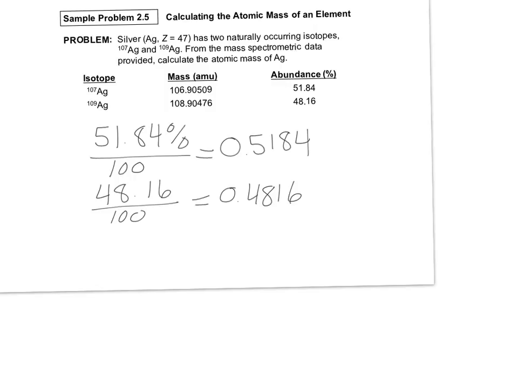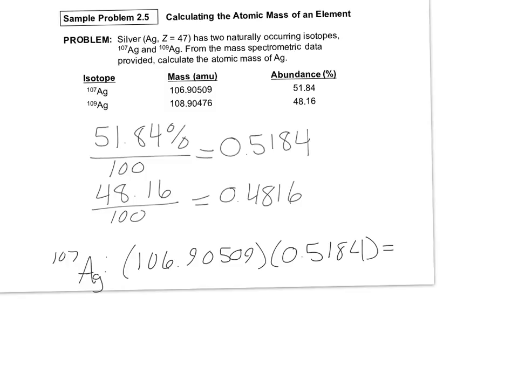So for silver 107, we have 106.90509 times 0.5184, and that is going to equal 55.42, and the unit here is AMU, atomic mass units.